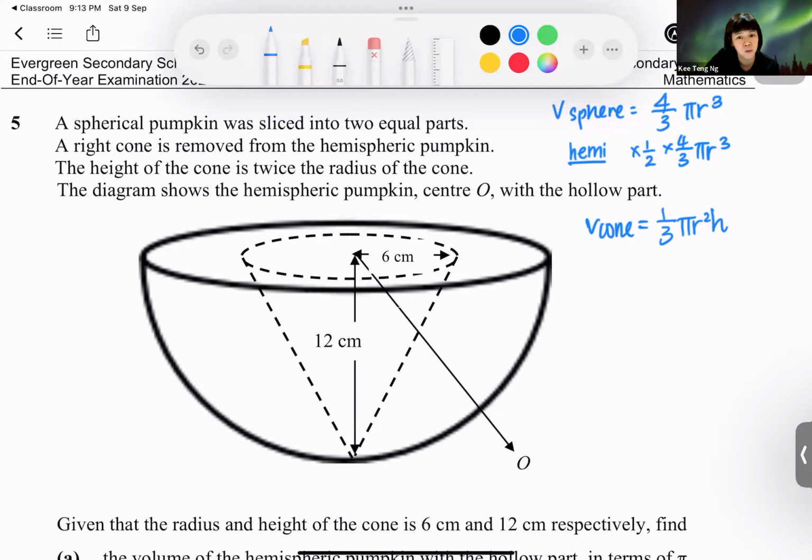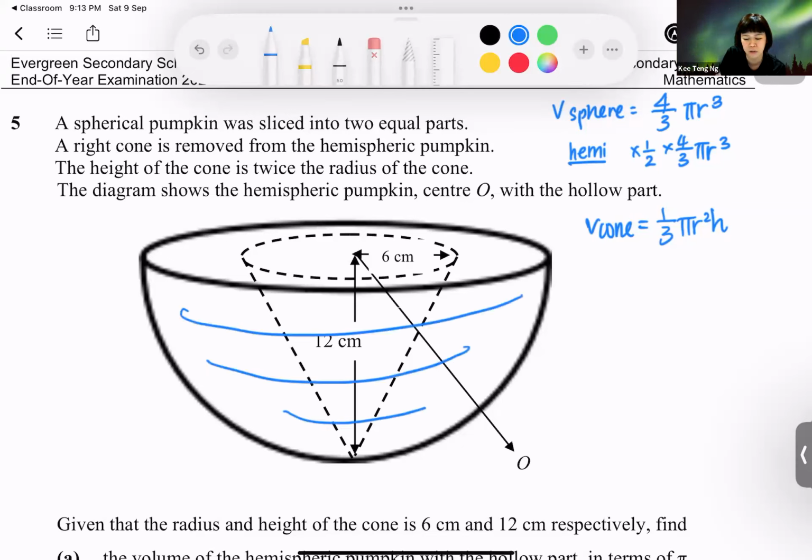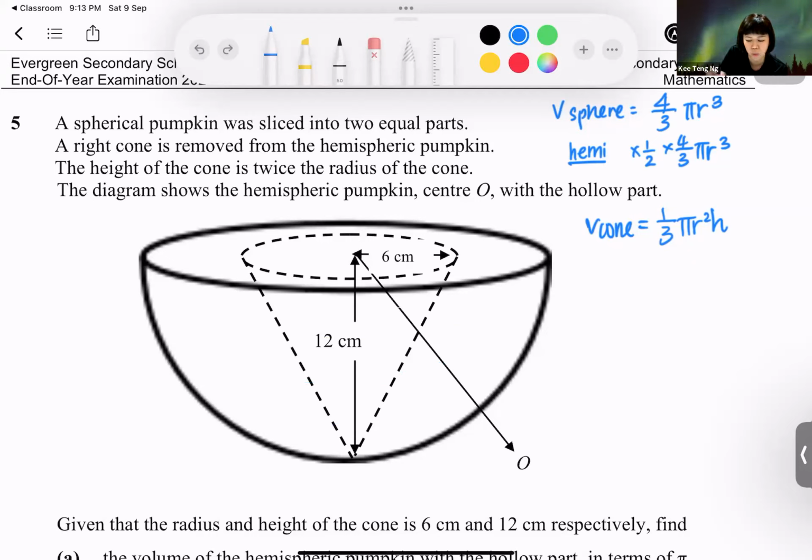If they were to ask you for the total surface area, you actually have 3 components. The first part is the curved surface area outside. The next one is the donut over here, the larger circle minus the smaller circle. And last but not least, the curved surface area of the cone itself. So if they ask about total surface area, please remember to find the 3 individual components and add them together.